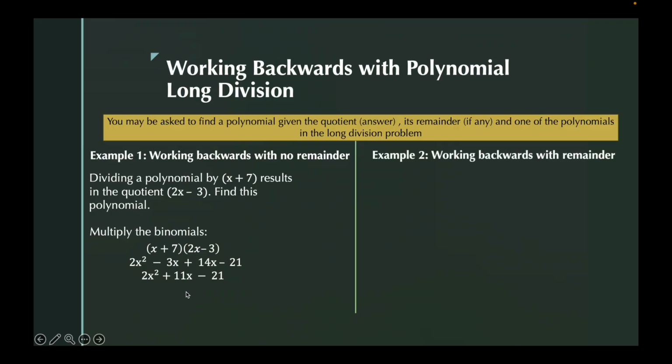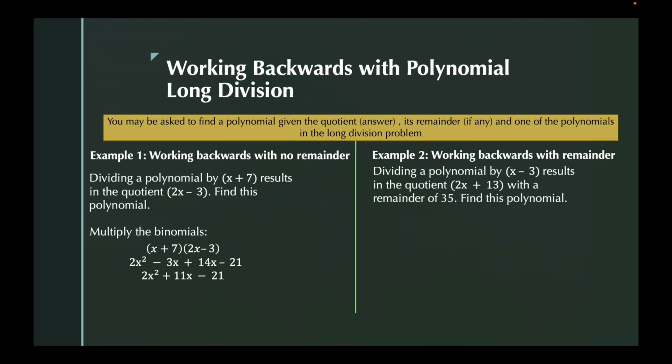What happens if you have a remainder? Now, if you remember a few slides ago, I said to you, if you wanted to check your work with a remainder, you just had to multiply the binomial by the quotient, but then remember to add the remainder at the end. And that's what we're going to be doing right now. Here's an example. Dividing a polynomial by x minus 3 results in the quotient 2x plus 13 with a remainder of 35. Find this polynomial. So same thing, you're going to multiply the binomials, but then at the end, you're going to add the remainder.